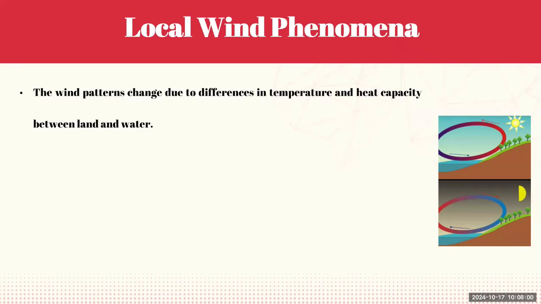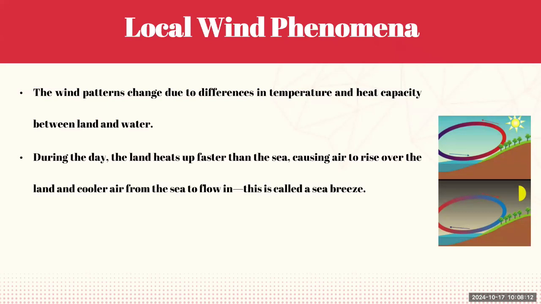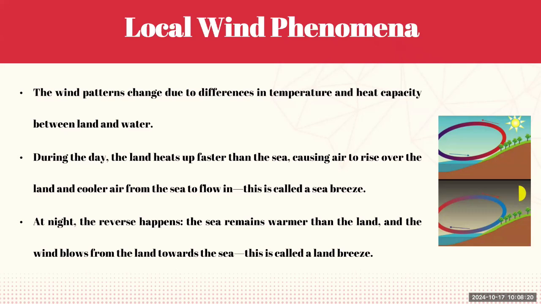Next, we'll discuss the local wind phenomena, which are influenced by the temperature differences between land and water. Wind patterns change due to the difference in heat capacity. Land heats up faster during the day than the sea, causing the warm air to rise over the land. Cooler air from the sea flows in to replace it, creating what we call a sea breeze. At night, the process reverses. The sea stays warmer than the land, and the wind flows from the land to the sea. This is known as a land breeze.